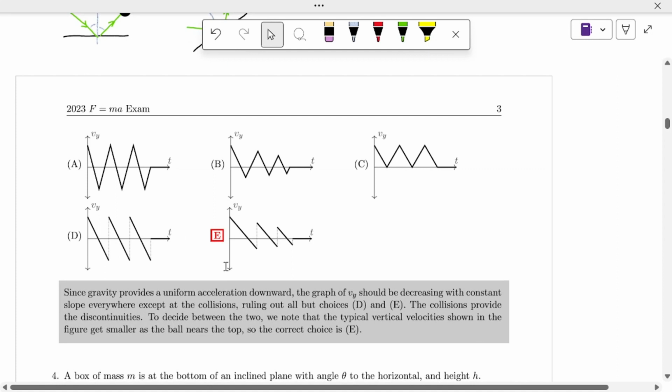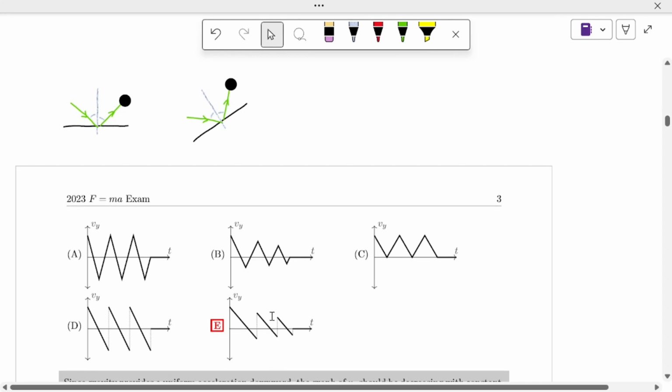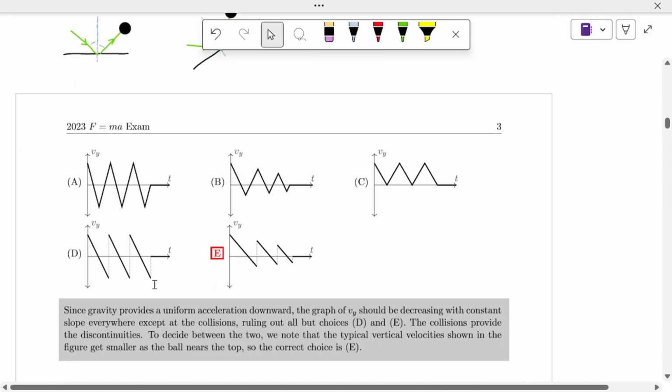Another interesting point is that solution D, besides the velocity not decreasing over time, that's why E is correct. But another interesting point is that the change in velocity has about the same magnitude, right? It changes from minus V to positive V, and it's about symmetrical with respect to the x-axis.